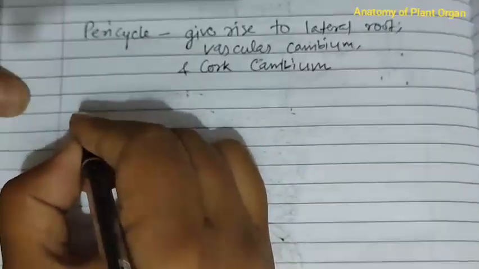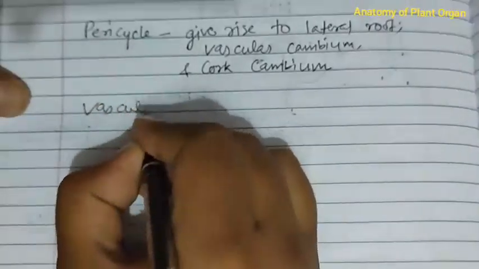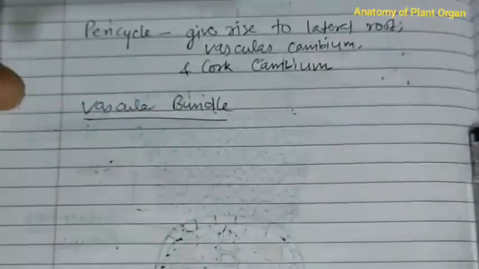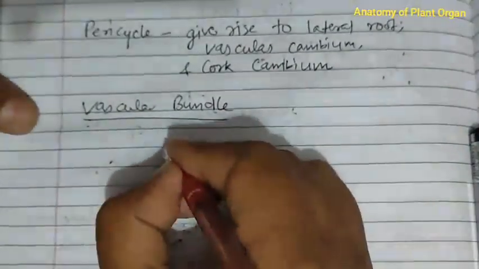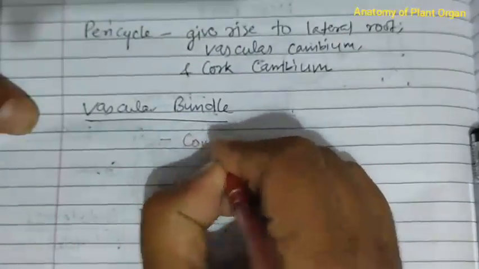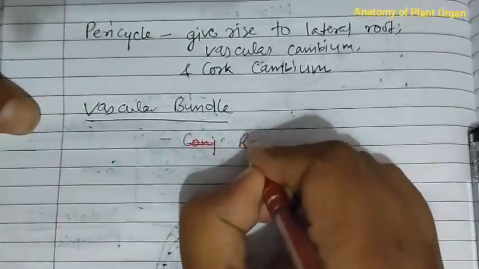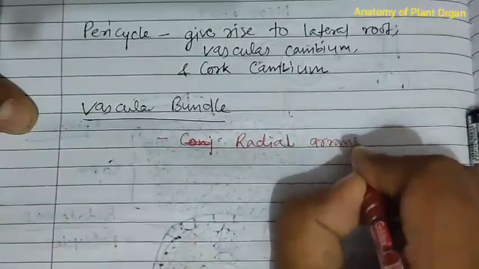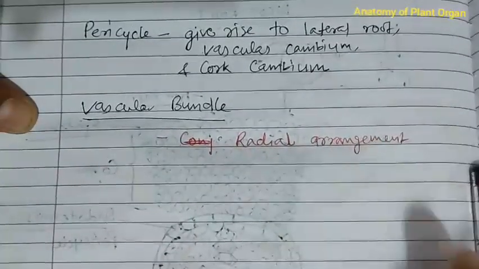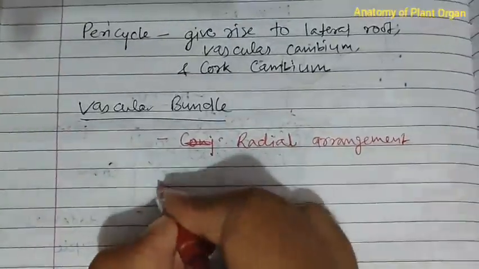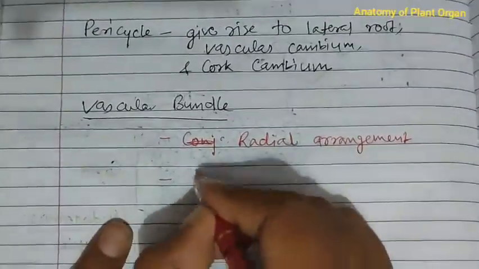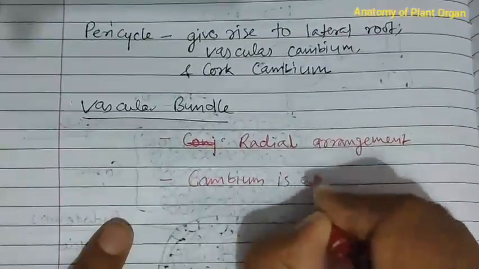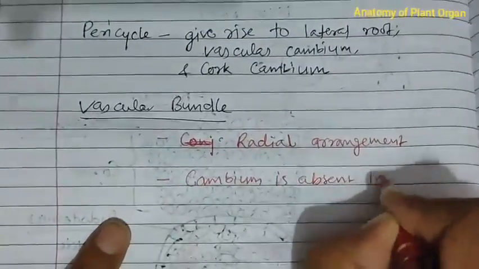Now inner to pericycle we find a vascular bundle. Now when we talk about the vascular bundle, it has radial arrangement. The vascular bundles, that are xylem and phloem, show the radial arrangement, and in radial arrangement we can see cambium is absent initially.